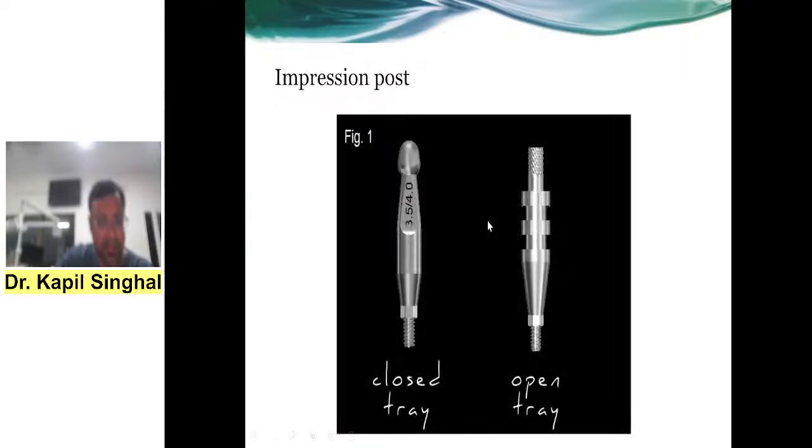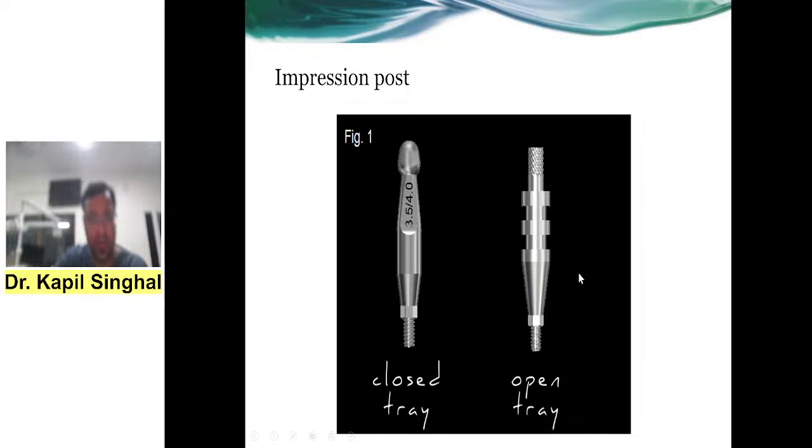Now what are these techniques? So obviously if there are two impression techniques, you will require two types of impression post. One is open tray impression post and the second is closed tray impression post. Now this open tray, as the name suggests, you will require a tray that has an opening. So that is why this is known as open tray impression post.